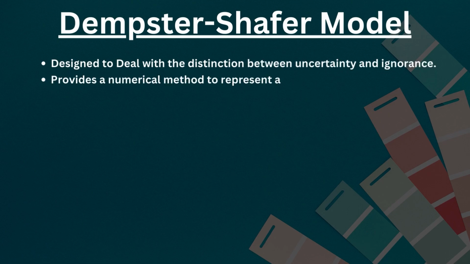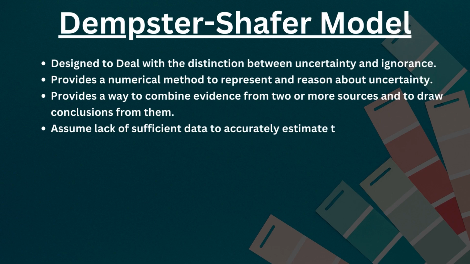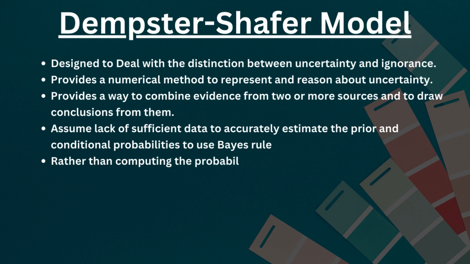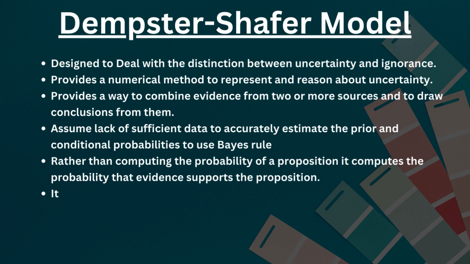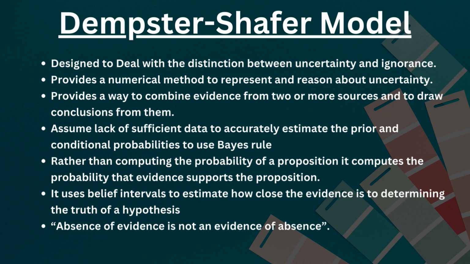So, in DST, a degree of belief, also known as mass, is represented as a belief function rather than a Bayesian probability distribution. It provides one of the numerical methods to represent and reason about uncertainty, and it offers a way to combine evidence from two or more sources and draw conclusions from them. In cases where there is a lack of sufficient data to accurately estimate prior and conditional probabilities as required by Bayes rule, Dempster-Shafer theory provides an alternative.